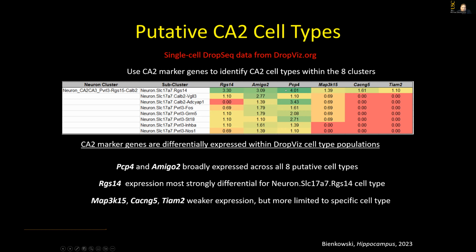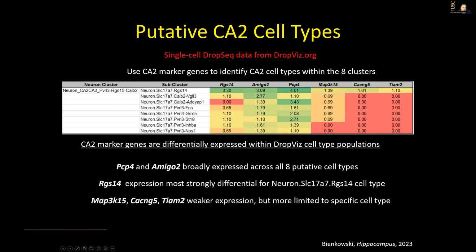It makes sense. Amigo2, I think, also has some ventral CA3 cell type staining in there, so that could also be included. But you see that those 2 are maybe the most broadly expressed across those 8 clusters. RGS14, like I said, the first cell type here gets named that because it has the highest differential expression. That 3.3 value versus the other expressed values is somewhat low. The difference is something like 2. So it's pretty strong, but it's also not exclusive.